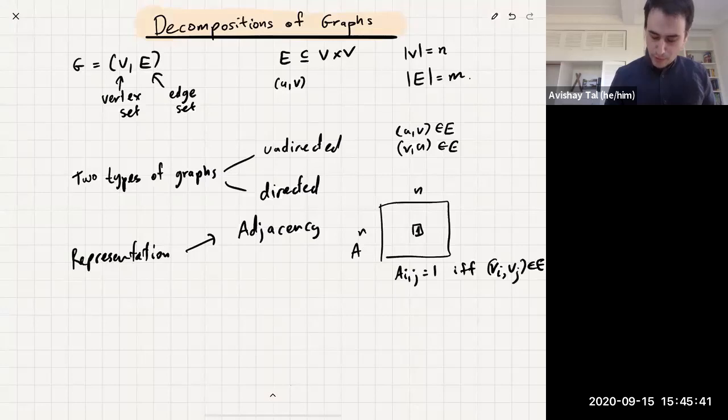Okay, so I'll put a 1 here. If it's not the case, I'll put a 0. Okay, so this is one way to represent a graph.